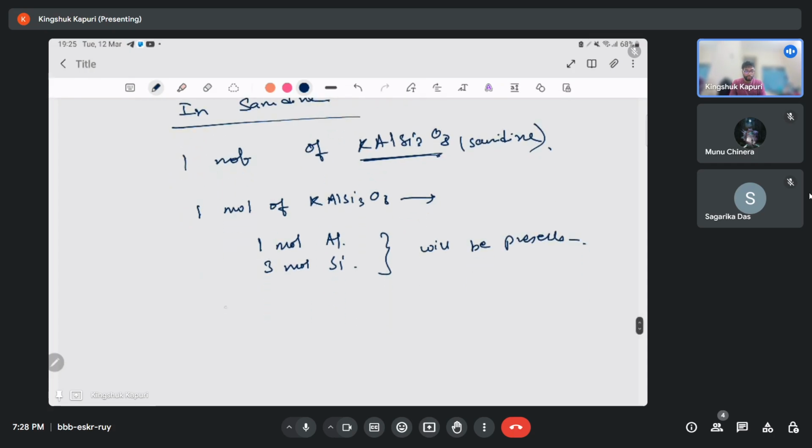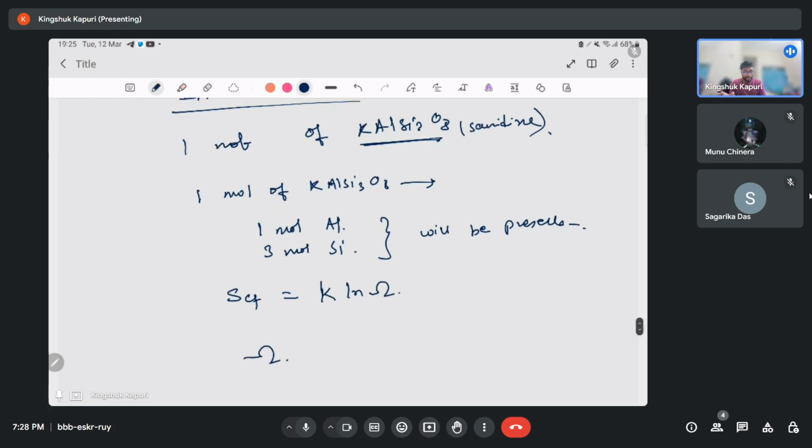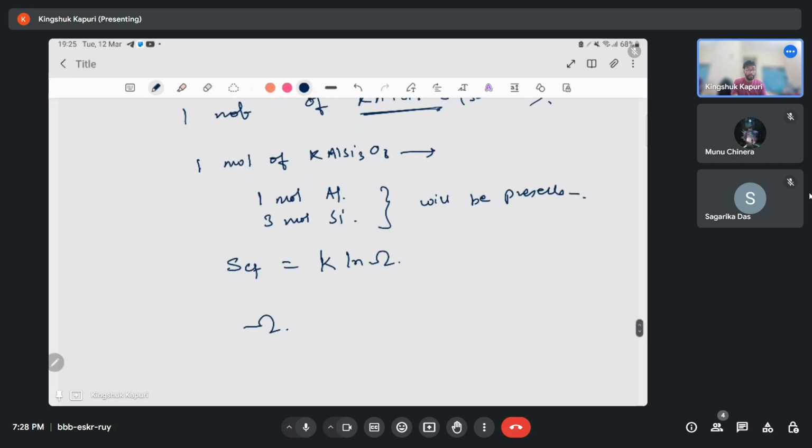Now if we want the configurational entropy number, it is a particular value: S = k ln Ω, where k is the Boltzmann constant. To calculate Ω here, we need to do a combination, because we have to consider the number of possible ways in which they can swap their position.